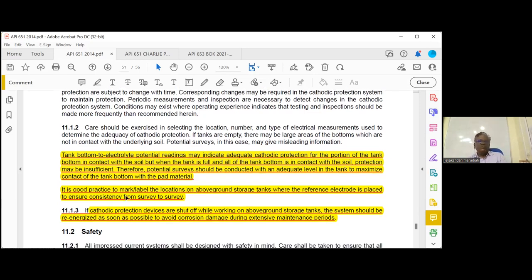It is good practice to mark or label the location on aboveground storage tanks where the reference electrode is placed to ensure consistency from survey to survey. Every time we have to use the reference electrode in the same location. That will improve the accuracy. So if you change the location, there may be a difference.